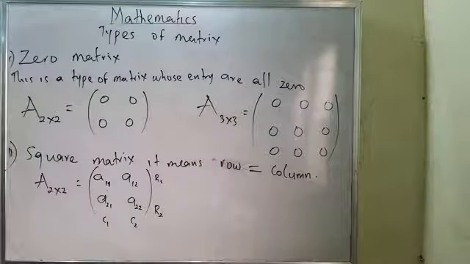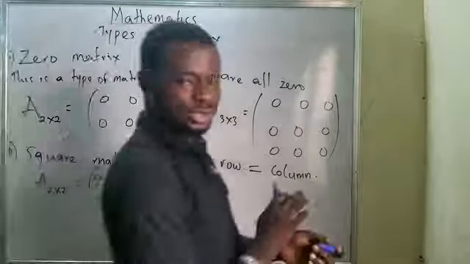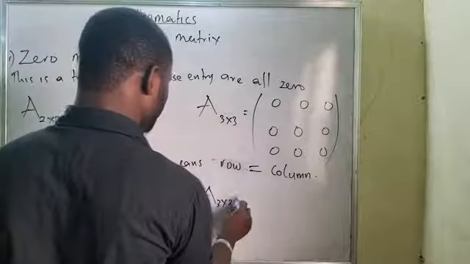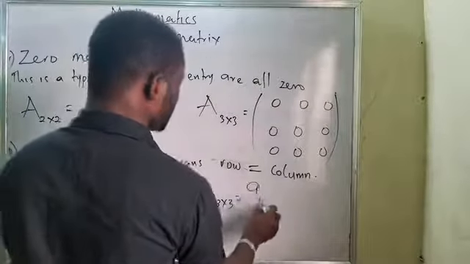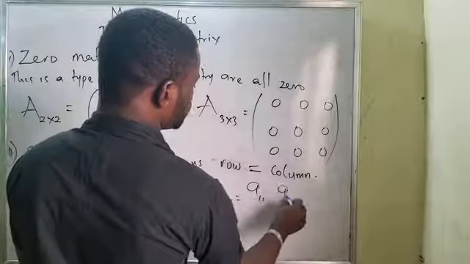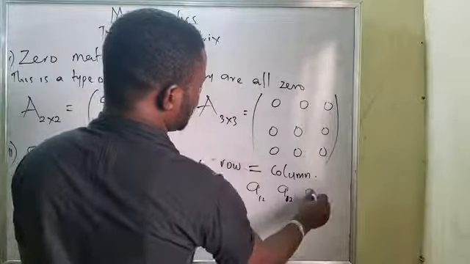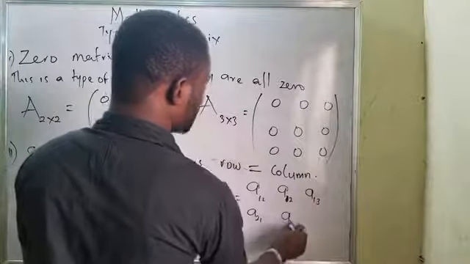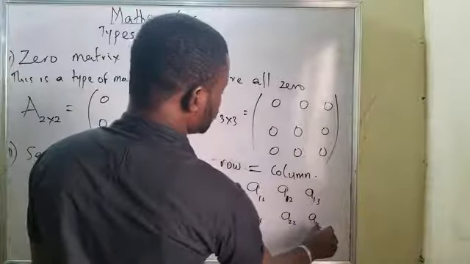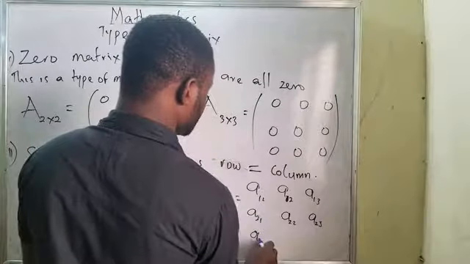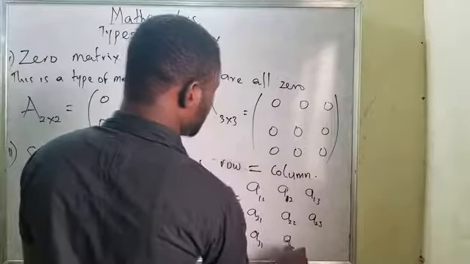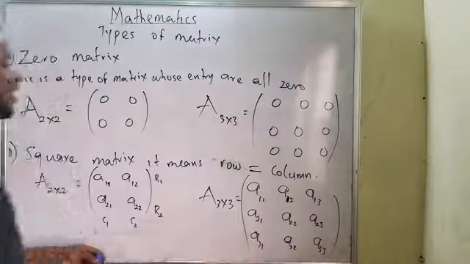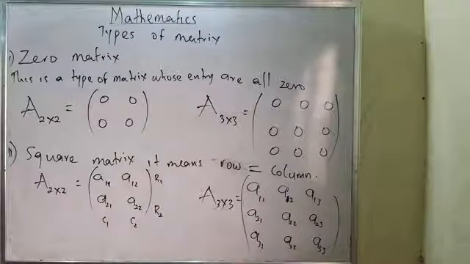Once they are equal, it is generally called a square matrix. For instance, a 3 by 3 matrix means the order is 3: A1,1, A1,2, A1,3, A2,1, A2,2, A2,3, A3,1, A3,2, A3,3. Now, can you see, this is a very good example of a square matrix. Please take note of that.